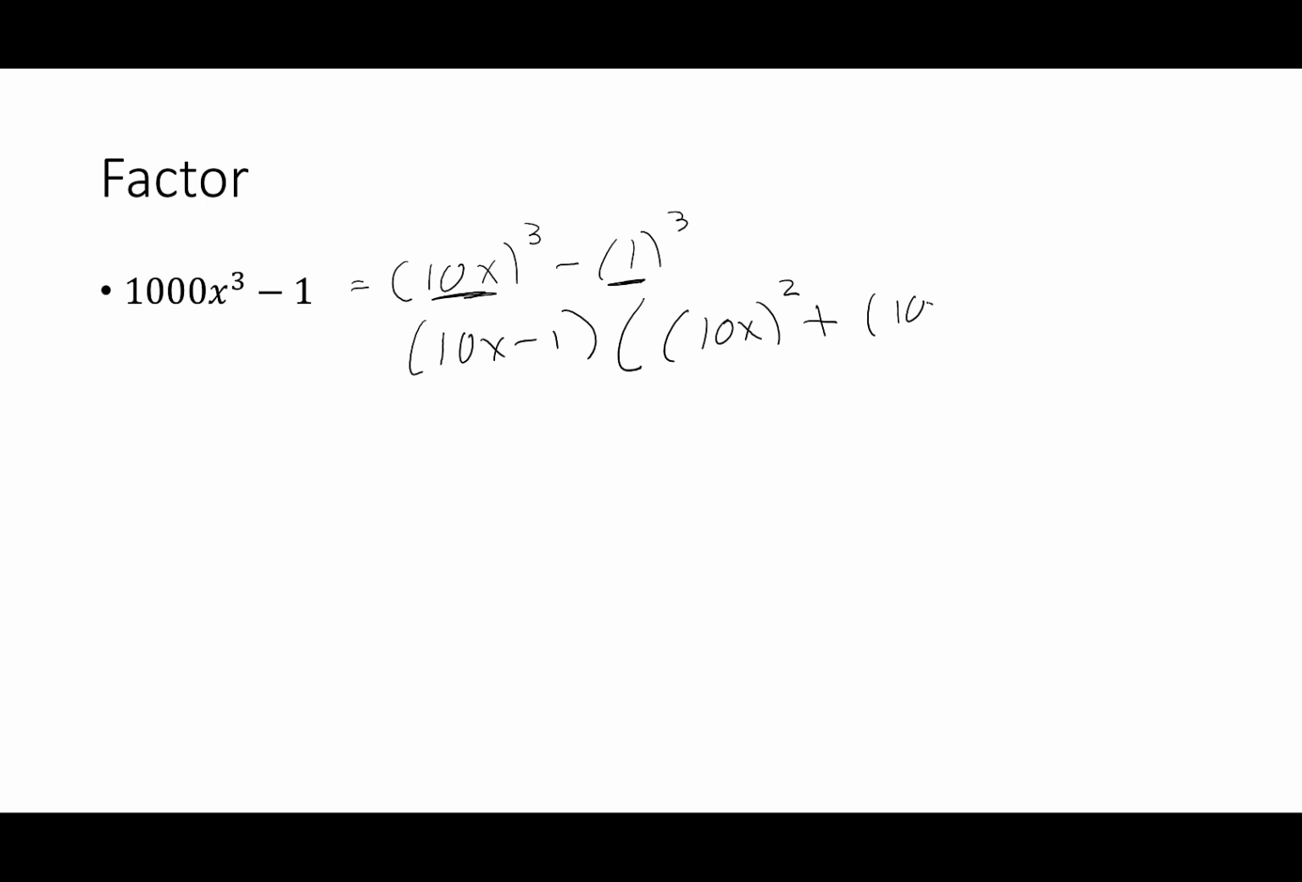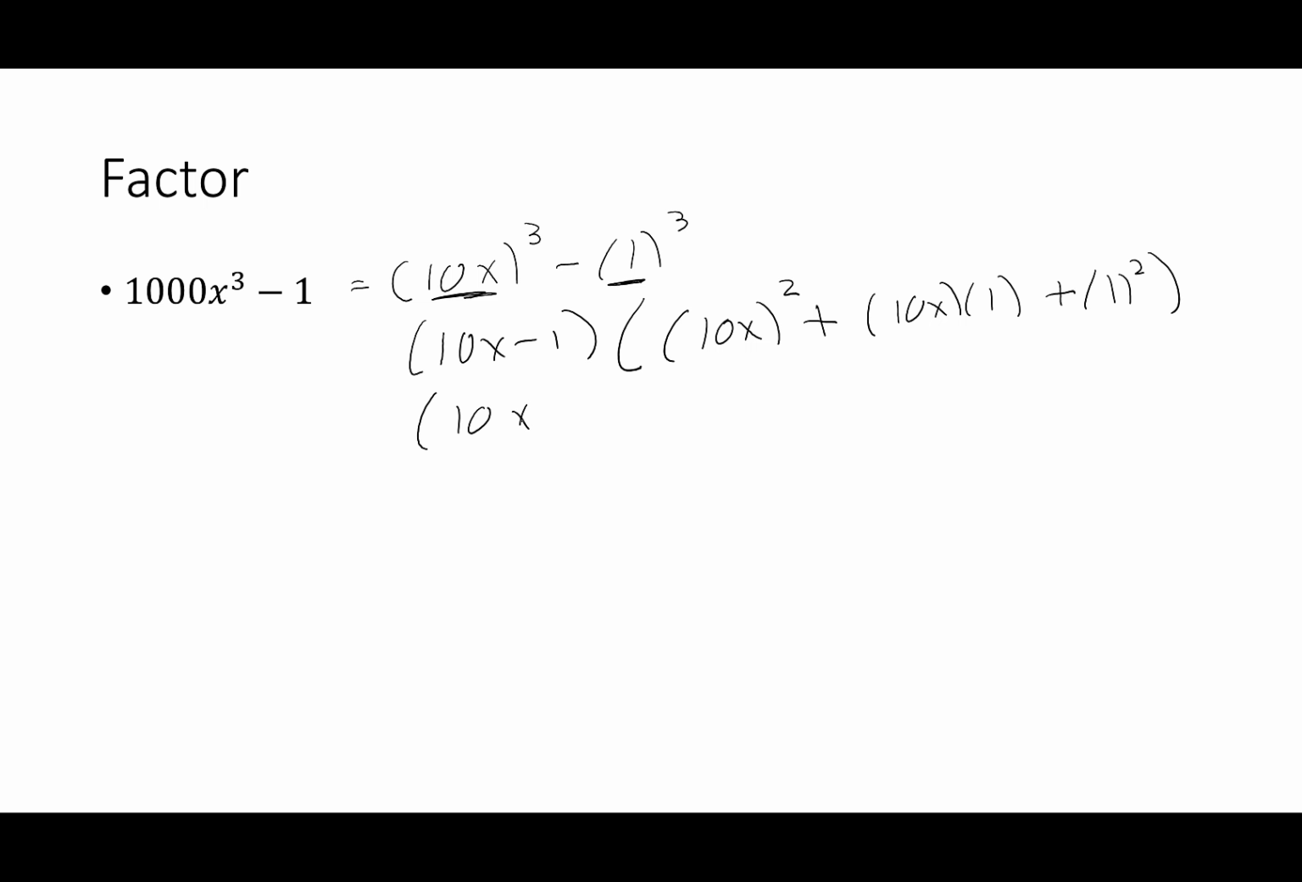So here I have 1000x cubed minus 1. 1000 is 10 cubed, so I have 10x cubed. And 1 is 1 cubed. So again, even if it's something simple, I can still look at it as a square, as a cube, as plus, as minus. So I really just go down to what that stands for. With subtraction, I start 10x minus 1. I always start with this minus this. Then I go to the squares. So 10x squared, then plus 10x times 1, and then plus again 1 squared.